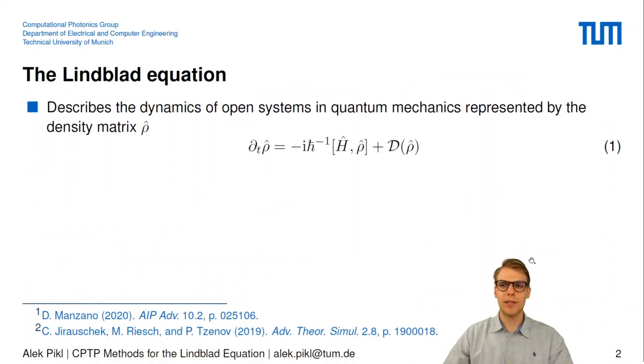Let's begin with the Lindblad equation. The Lindblad equation describes the dynamics of open systems in quantum mechanics, which are represented by the density matrix ρ. In equation number 1, you can see the Lindblad equation, and here H is the Hamiltonian of the system and D are the dissipation terms.